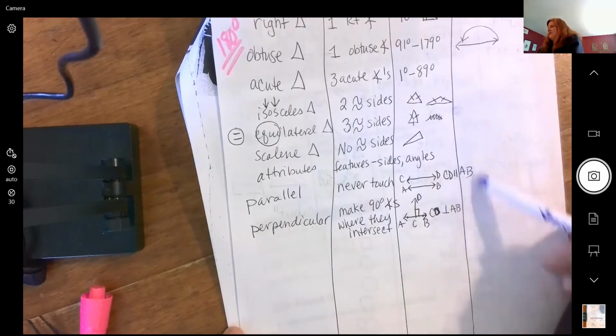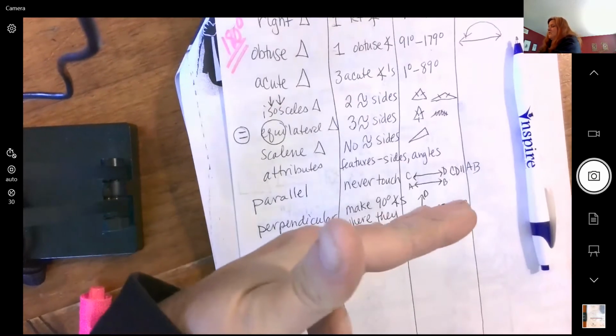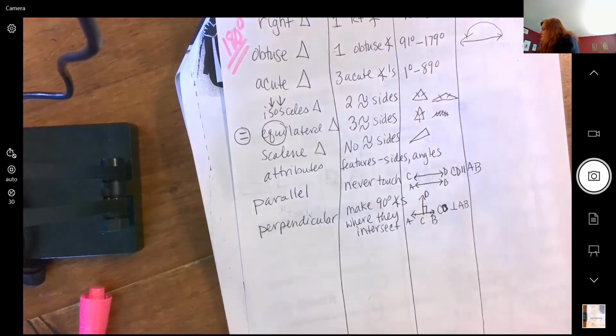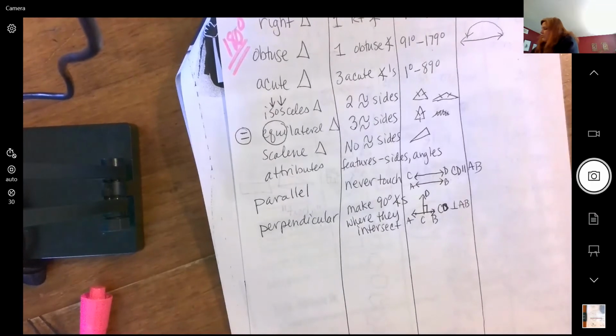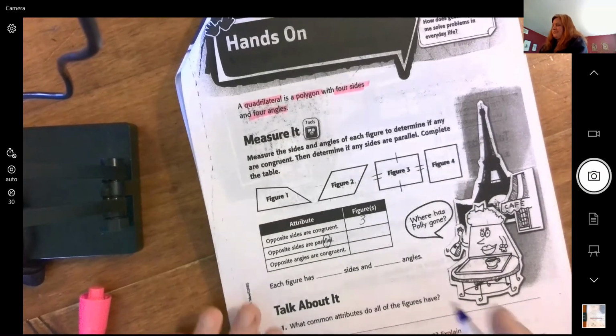Now this is kind of a little advanced, but parallel, train tracks; perpendicular. And let's practice those when we get here. We'll practice those on our Kahoot. All right, opposite sides are parallel, so they don't ever hit.